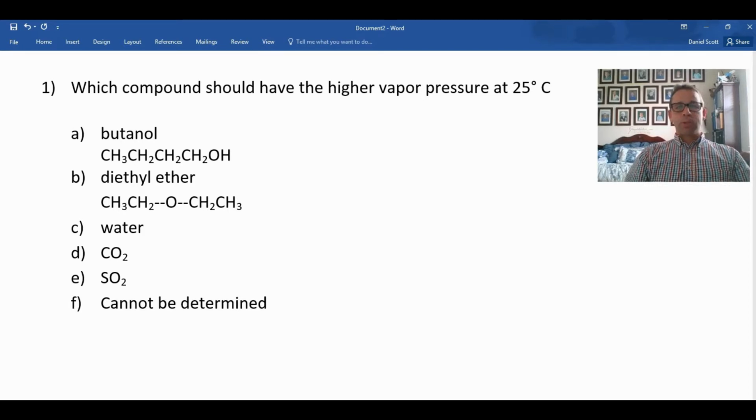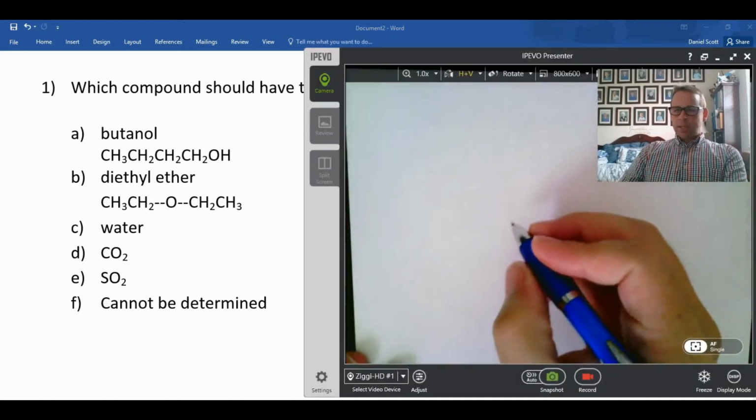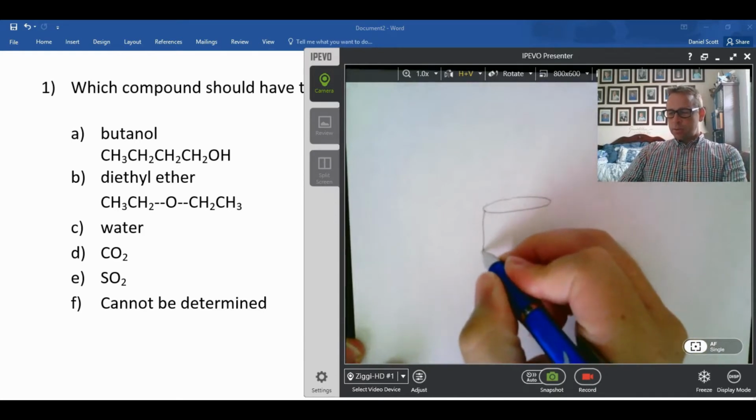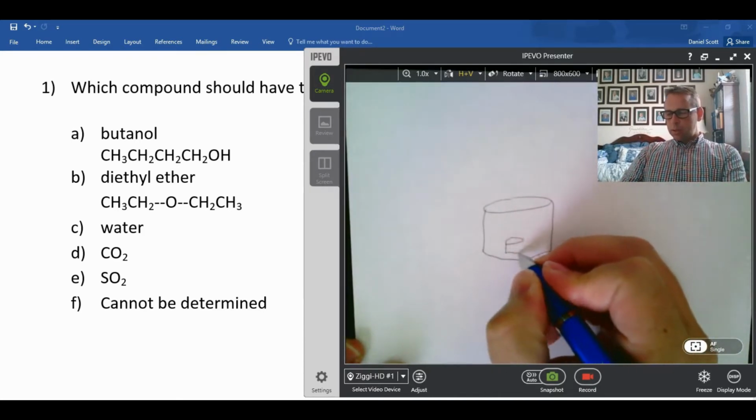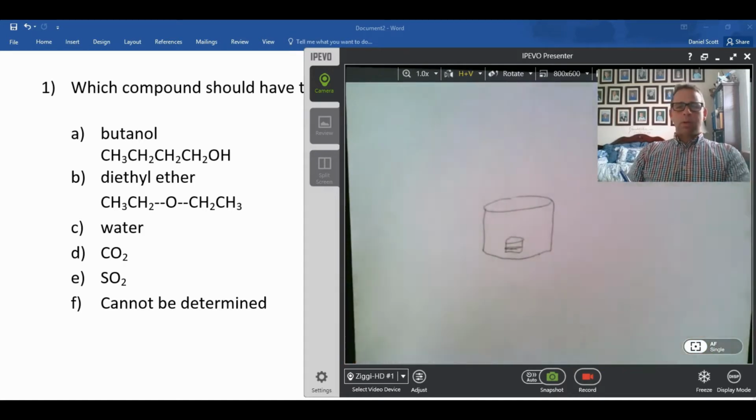Okay, so hopefully you've had a chance to take a look at this one. We're looking for vapor pressure. Vapor pressure is when you have a container of some sort, right? I should tell you right now, just in case you got it right and you want to move on. Okay, so the answer here is D. So if you got that right and you want to move on, you're welcome to move on now.